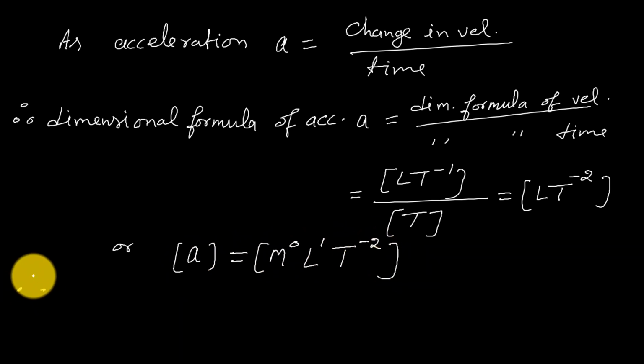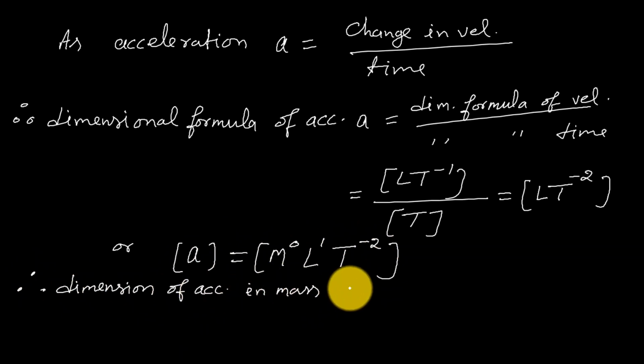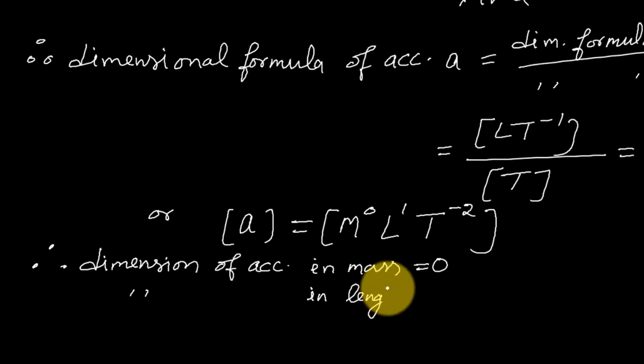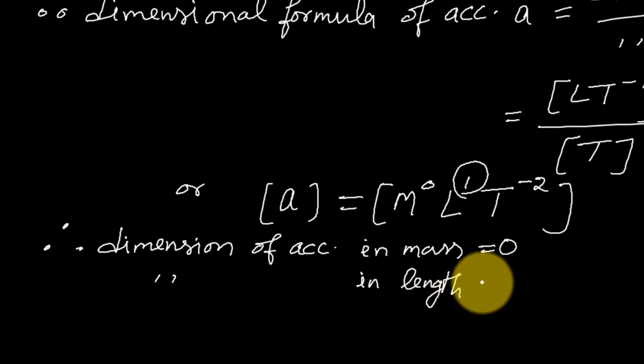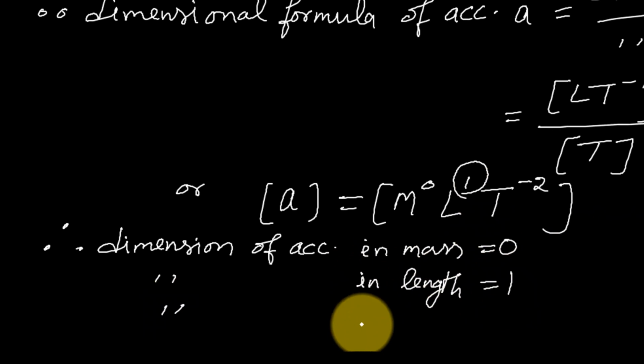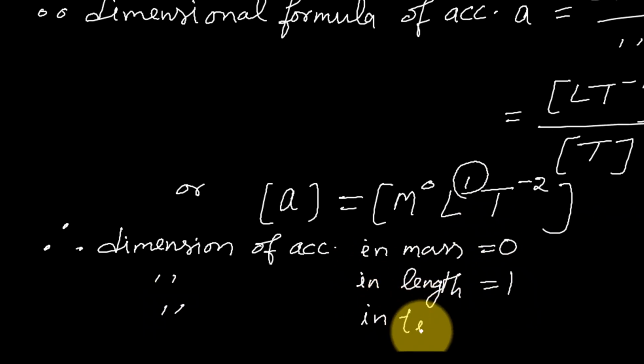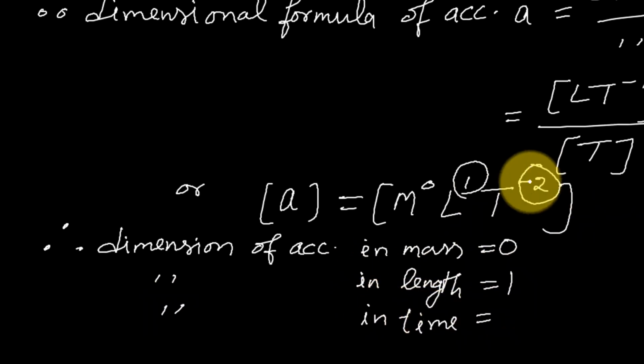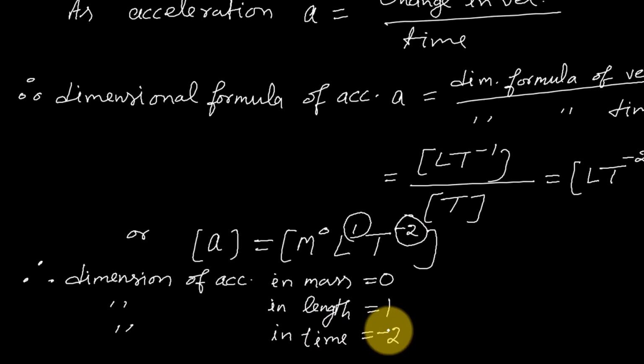Therefore, the dimension of acceleration in mass is equal to 0. 0 is the power of M. The dimension of acceleration in length is equal to 1. 1 is the power of capital L in this expression. The dimension of acceleration in time is equal to minus 2. Minus 2 is the power of capital T in this expression.